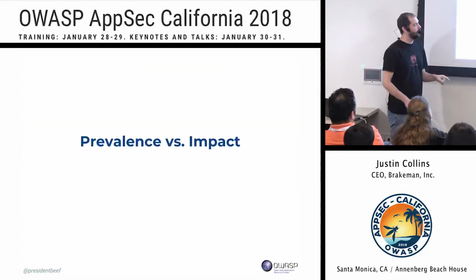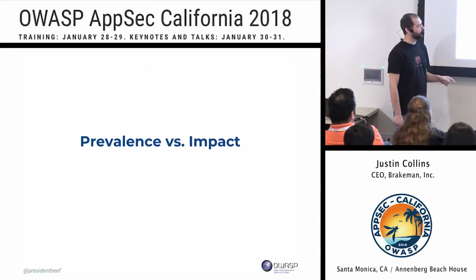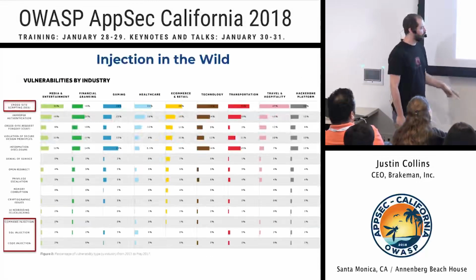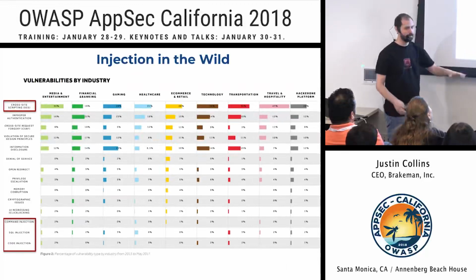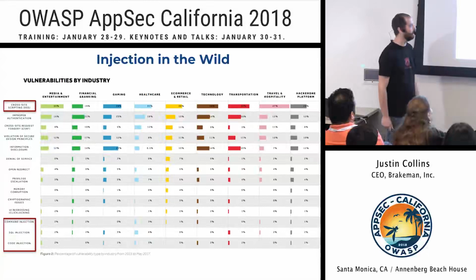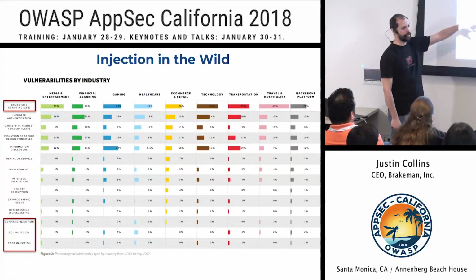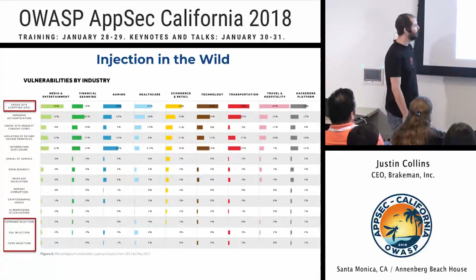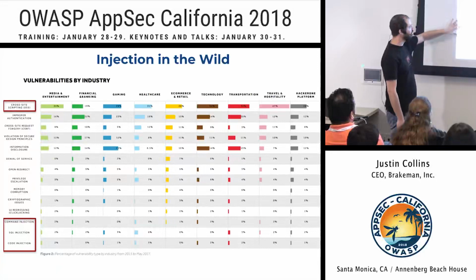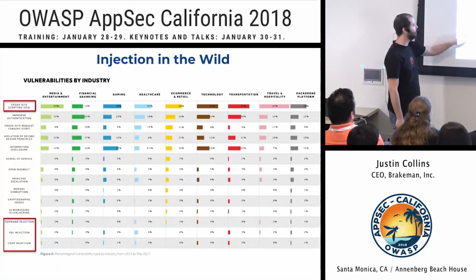So let's look a little bit at prevalence versus impact. I found the HackerOne report, and this is information from 2013 through May 2017. So maybe about 4 years worth of data. Cross-site scripting is the most common vulnerability found, which I think most of us would agree makes sense. And then the more specific injections down here are not very common.